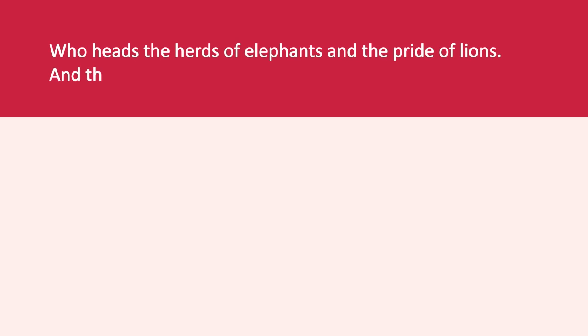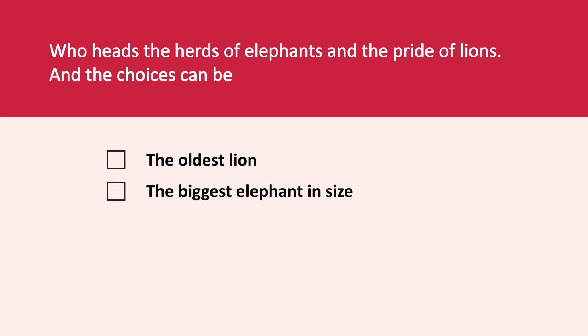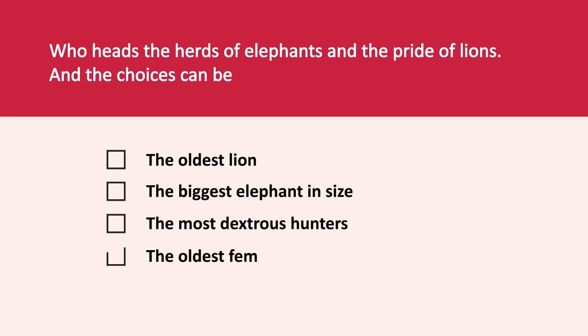Another question can be on animal behavior, such as who heads the herds of elephants and the pride of lions? And the choices that can be given are the oldest lion, the biggest elephant in size, the most dexterous hunters, and the oldest female. And this is a question that will really test whether the students have been interested in ecology or not. It is the female. It is the female in the herd of the elephant, as well as the one who heads the pride of the lions, who goes for hunting. The initiative of hunting is not taken by the male lion. It is the female lion who initiates the hunting process.